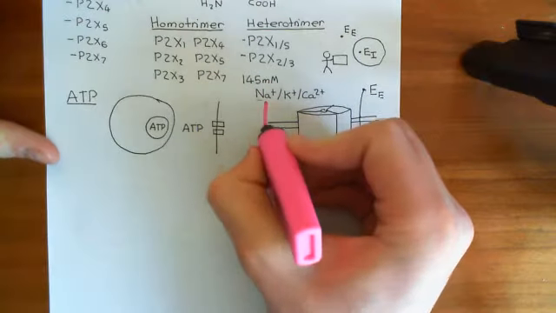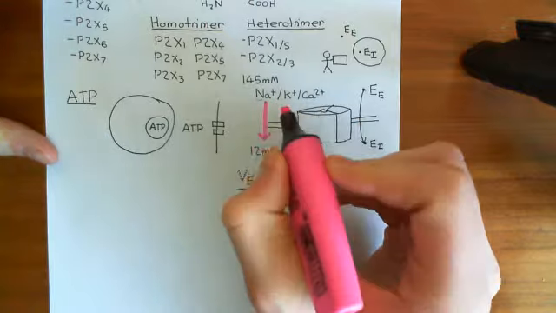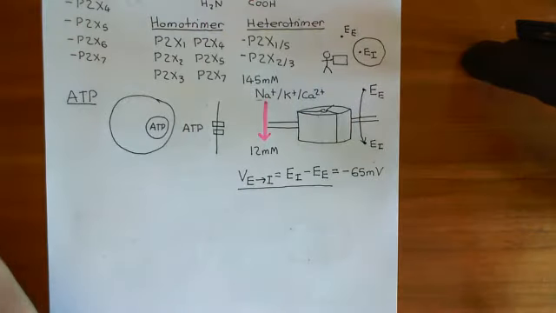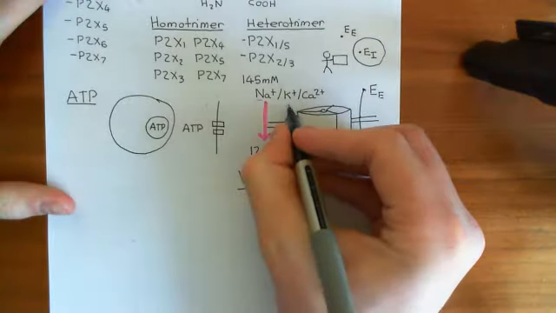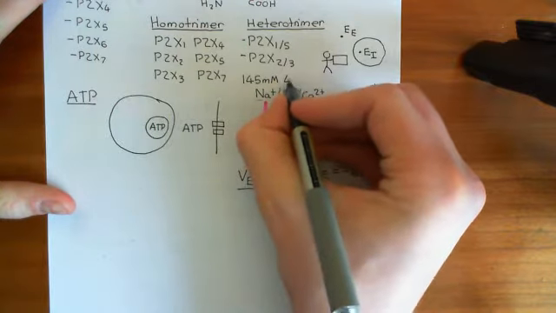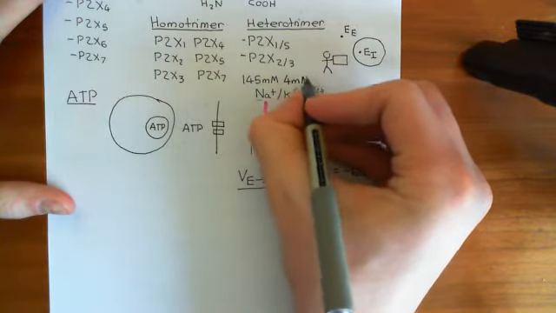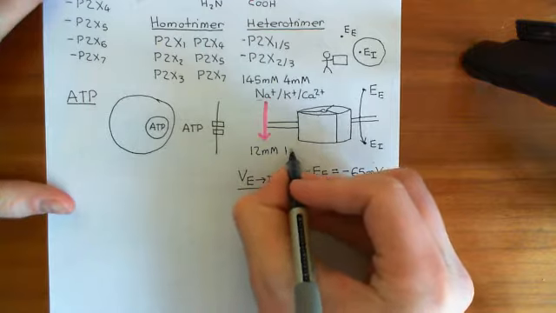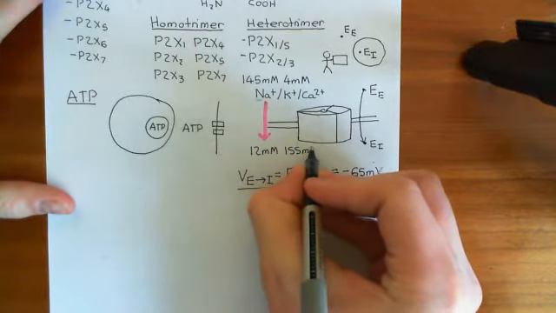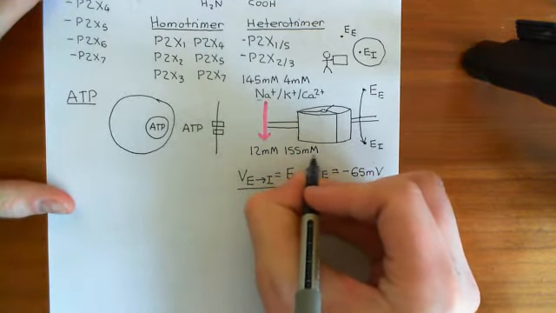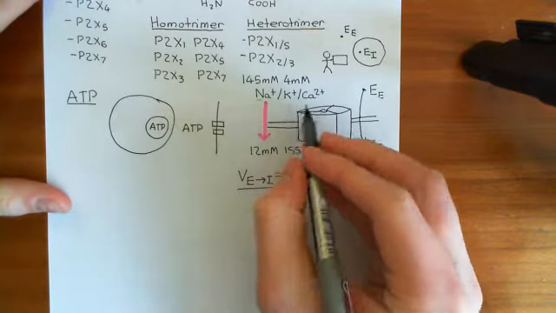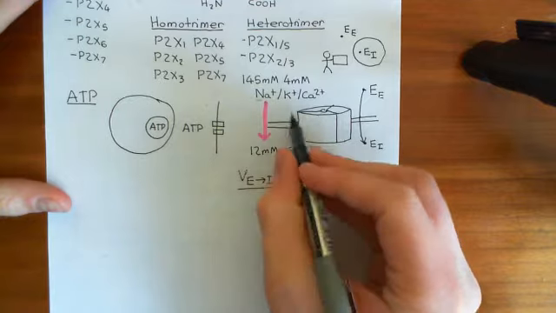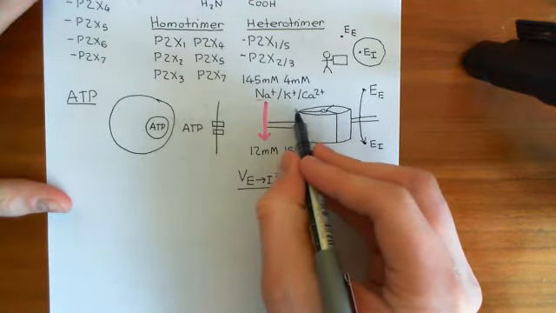So when you open the P2X channel, you're going to get a movement of sodium in because both the concentration gradient and the electrical gradient are working together to move the sodium in. Okay, so for potassium, the concentration of potassium extracellularly is around 4 millimolar, whereas the concentration of potassium intracellularly is around 155 millimolar. So the concentration gradient is around 40-fold, favouring the movement of potassium out of the cell.